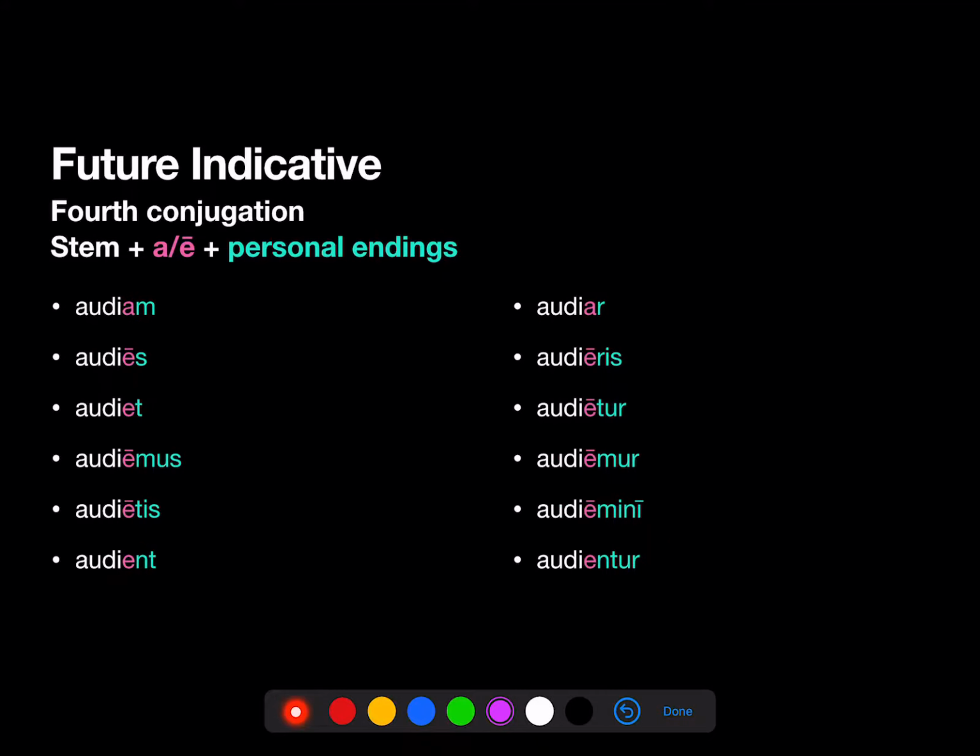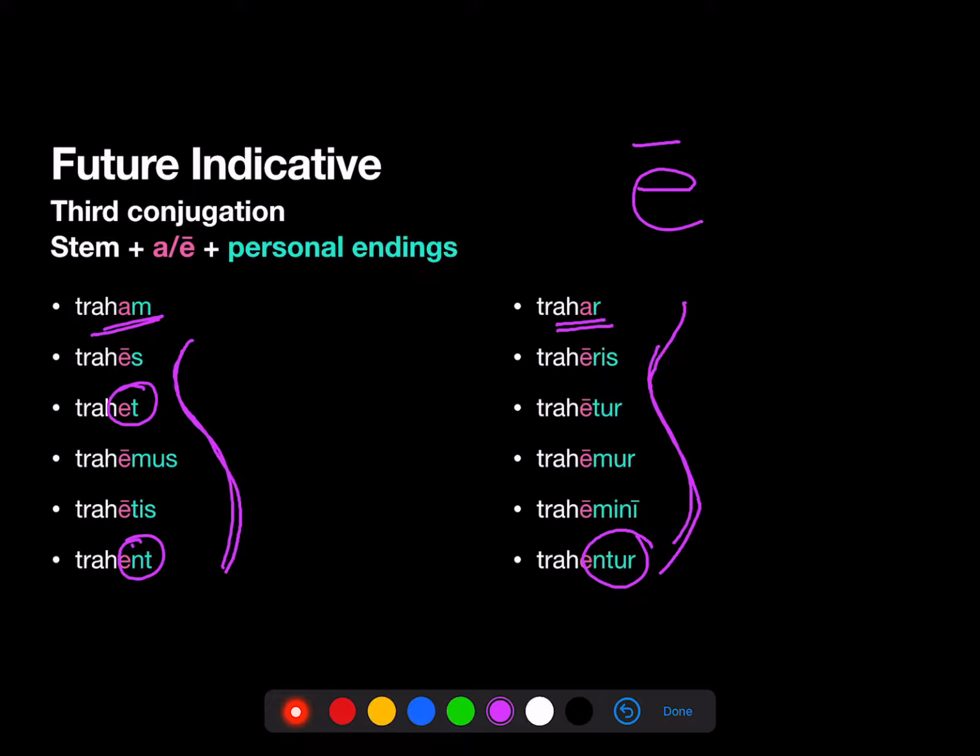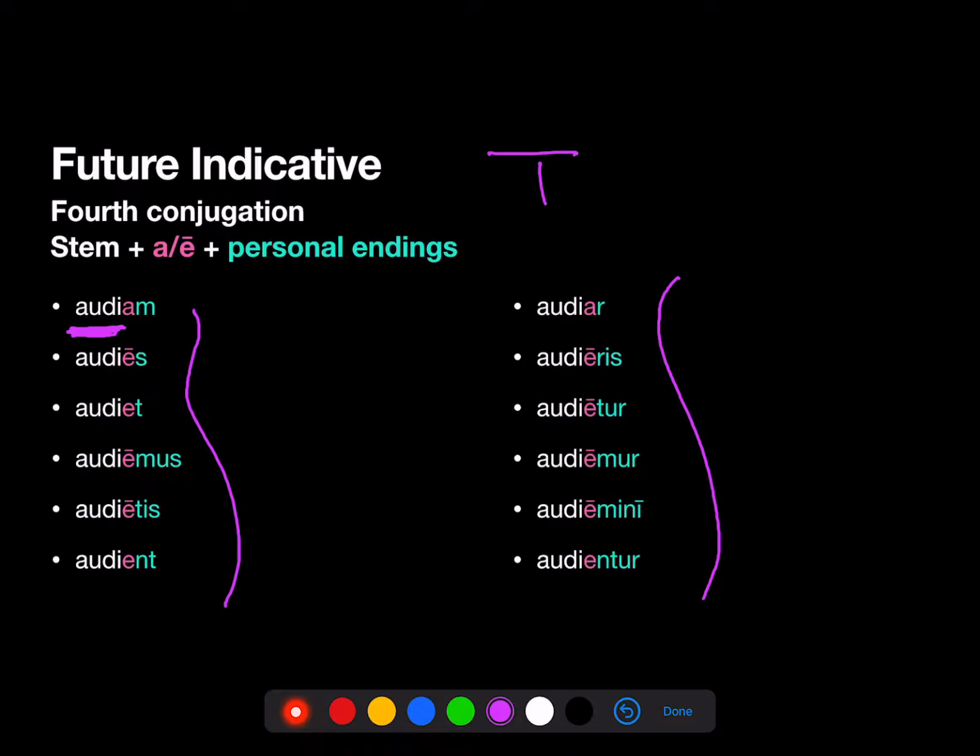Finally, the fourth conjugation, it's the stem plus that same A then E plus the personal endings you already know. Notice that the long I of the stem sticks around throughout, whereas the short E, that's typical of the third conjugation, disappears in the future of the fourth conjugation.